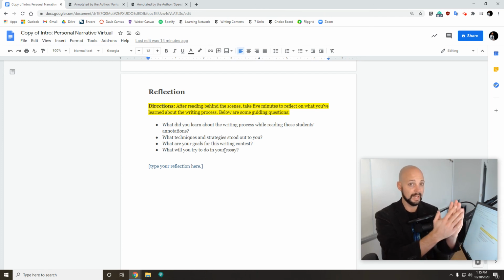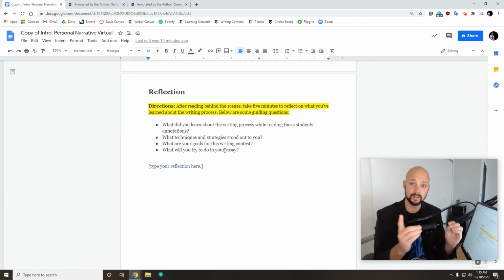These students had tons of strategies and techniques. They're going to tell you about them. What are you going to try in your own writing?